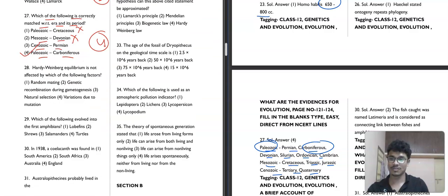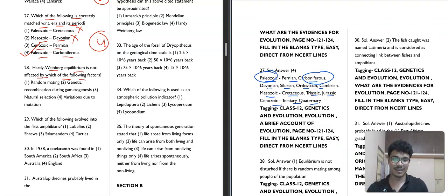Then moving towards the next question, it is saying that Hardy-Weinberg equilibrium is not affected by which of the following factors? Random mating, it will not affect, because if we have selective mating, then it will definitely affect.